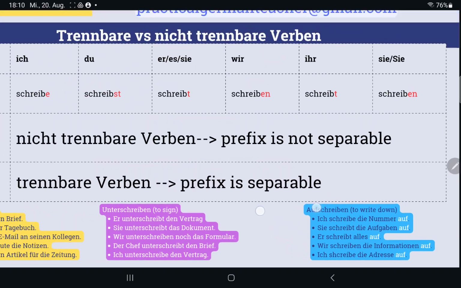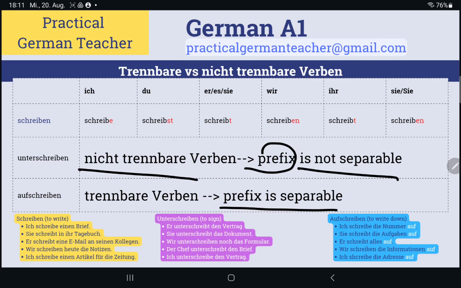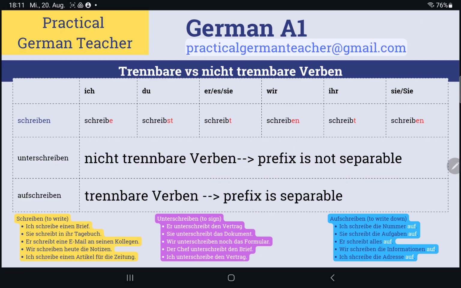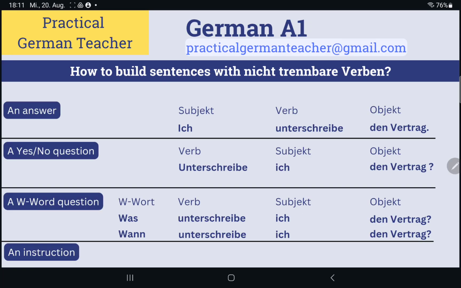Okay, that was the grammar again. So now you understand what a separable verb is and what a not separable verb is. A separable verb is a verb which has a prefix and the prefix is separable. A nicht trennbare Verb is a verb which has a prefix and the prefix is not separable. You understand the difference. Now let's just learn the sentence formation with a separable verb one more time. I think you know it already, but let's learn it one more time.